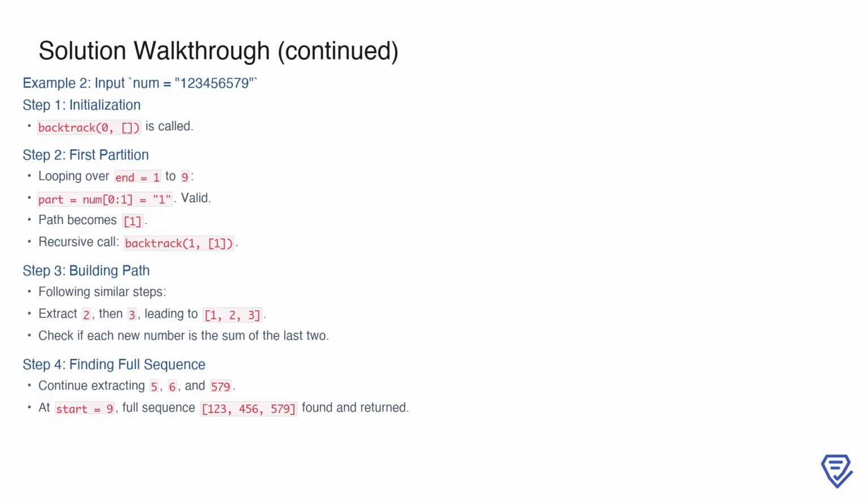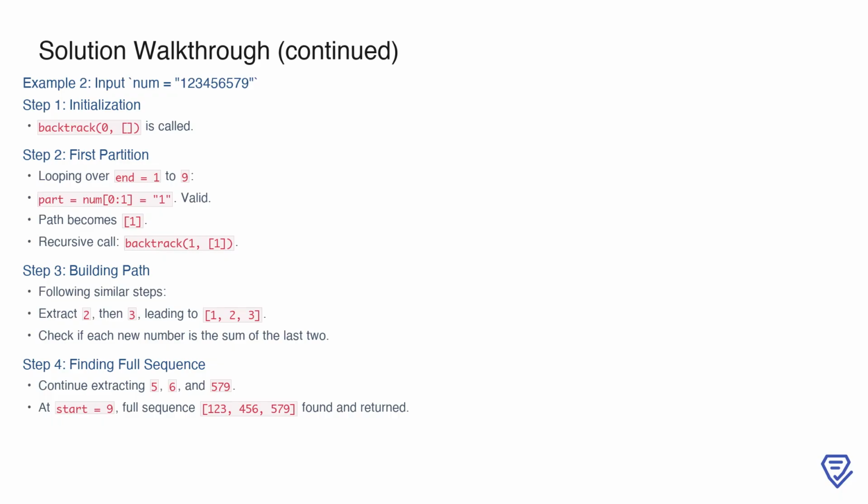Again, we start with a call to backtrack, initializing the start index at 0 and the path as an empty list. For the first partition, we extract the substring number 0:1, which is 1. This is valid, so we convert it to an integer and add it to the path, resulting in 1. We then make a recursive call to continue. As we progress, we extract 2 and then 3, building the path to 1, 2, 3.